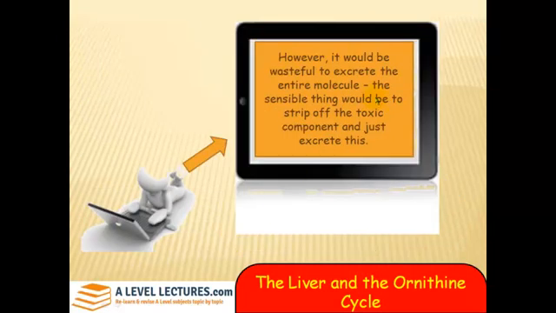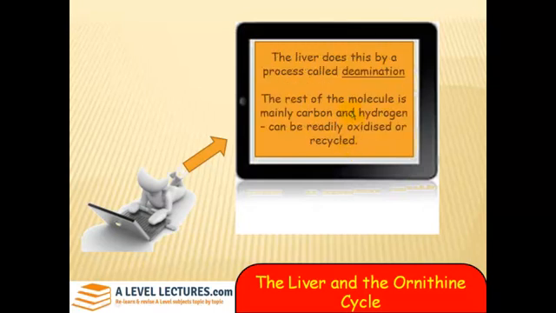We can actually extract the useful bits. It'd be very, very wasteful to excrete the entire molecule. The sensible thing would be to strip off the toxic bit, that's the amine group, the NH2 group, and just excrete this. And this is exactly what the body does by a process called deamination. In deamination you're stripping off the NH2 group from amino acids. The rest of the amino acid, basically carbon, hydrogen, some oxygen, can be readily oxidized or recycled.